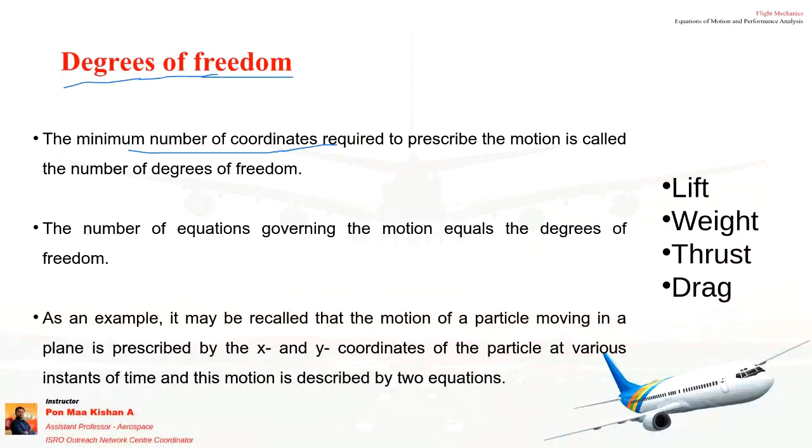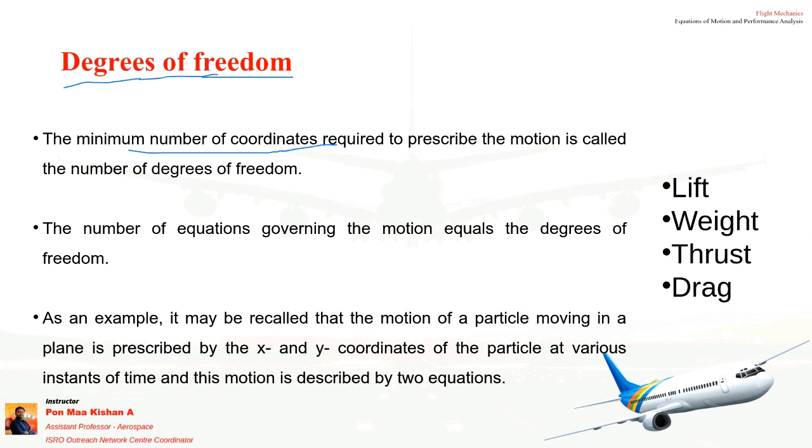I am explaining this for when there is a translational motion. If there is no motion, if the aircraft is static, then we will have only three coordinates. So it depends upon the motion and the type of object; the degree of freedom will vary. The minimum number of coordinates required to prescribe the motion is called the number of degrees of freedom. The next one is important.